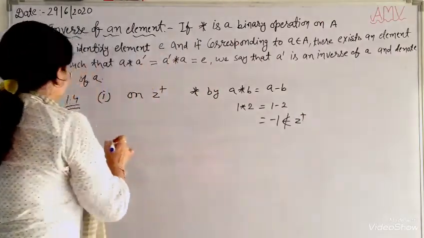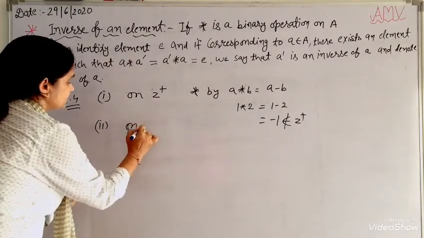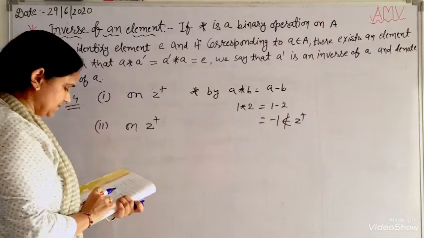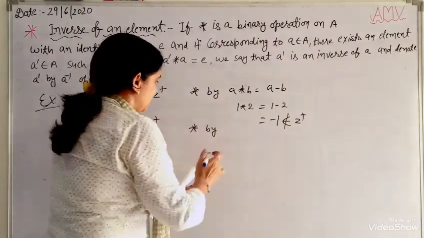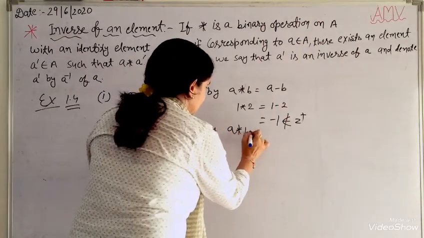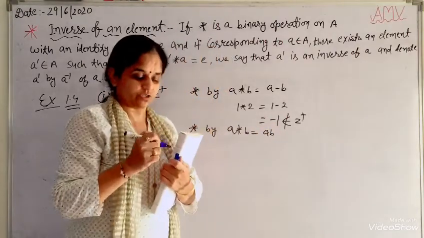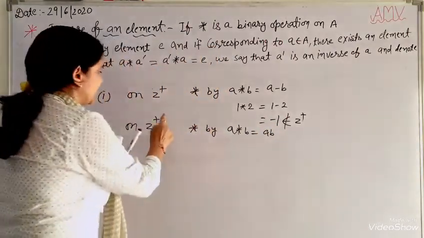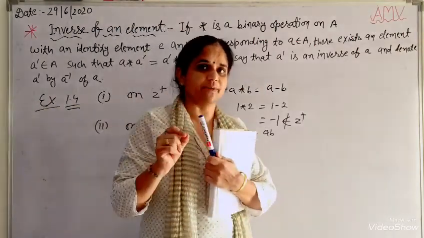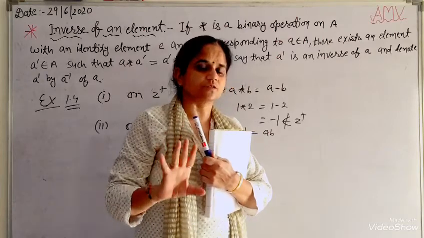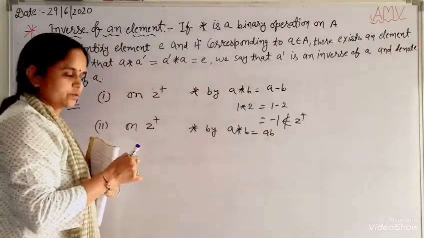Okay, the second part of this same question is on Z plus, and star is defined by a star b is equal to ab. It's the multiplication of elements. If you are taking two elements, or any elements from Z plus, the positive elements, then the multiplication also will be positive, student. So it is a binary operation.